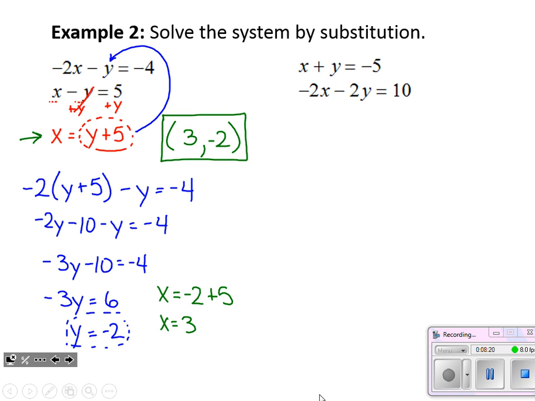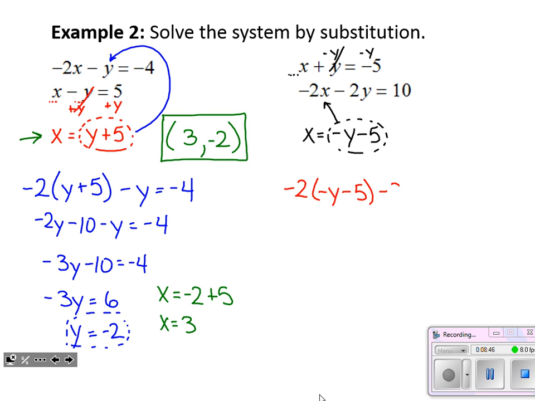All right, here we go. So for the first equation, that's where I notice I've got a 1x right there. So I'm going to subtract y from both sides, find out that x is equal to negative y minus 5. There's my substitution that's going to take place. I'm going to plug that in for x into the equation that I haven't used yet. I arrive at negative 2 times not x anymore. I'm substituting in negative y minus 5. Minus 2y equals 10. Let's distribute.